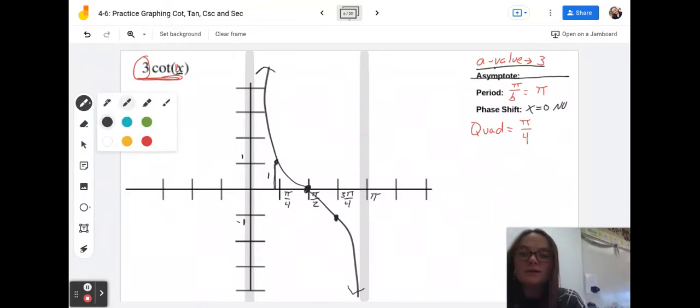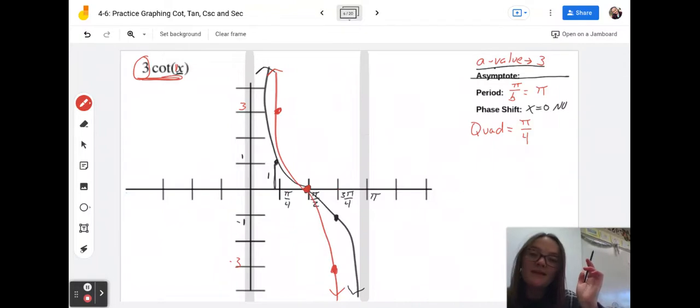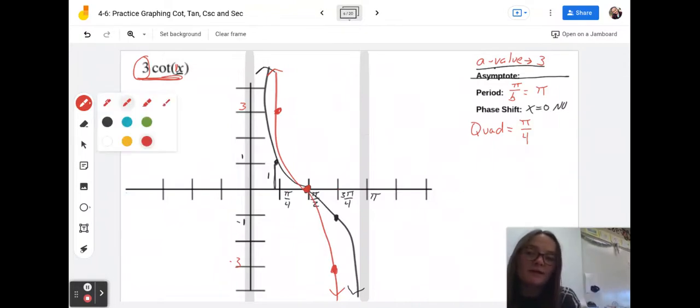So typically, when our a value is 1, we go up 1 from the midline, but our a value is now 3, which means starting at my midline value and going to the left, I should now go up 3 instead of going up 1. And similarly, going to the right from the midline 1 quadrant line, I should go down 3 instead of going down 1. Connect this with a smooth curve as best you can. It's going to be kind of tough because it's so skinny. And that's what 3 cotangent of 1x is going to look like.